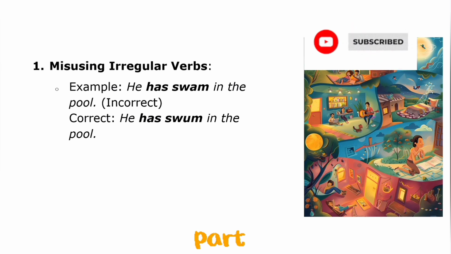The verb swam is a past tense form of swim, but in the present perfect tense, which uses has or have, we need the past participle, not the past tense. The correct past participle of swim is swum. He has swum in the pool. Now, swum is the correct past participle for use with has.